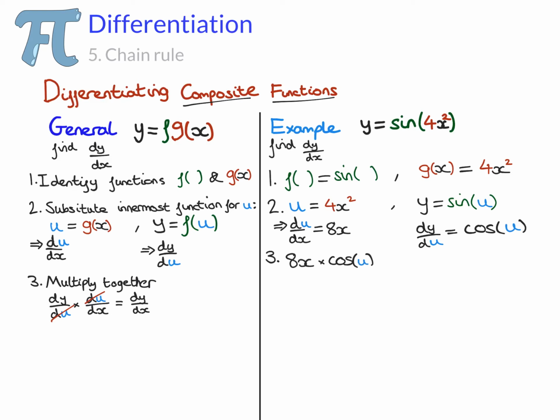We do this for our example, and we notice it looks a bit strange since there are still u's in it. But that's no problem, since we just replace the u with what we defined it to be, in our case 4x squared.